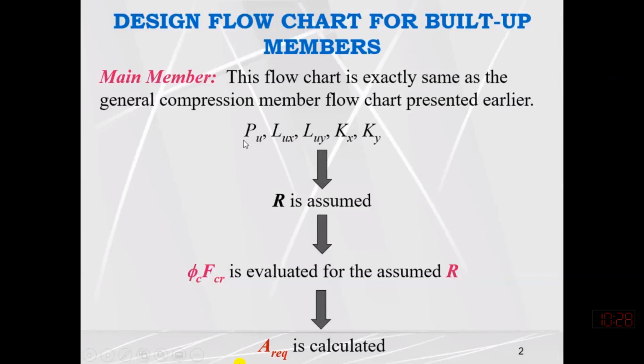So this force is taken from either the table of forces or, for a simple gravity load combination, this Pu may be equal to 1.2 times the dead load plus 1.6 times the live load. Similarly, we may be given unbraced length about x-axis and y-axis. So both lengths may be the same if no bracing is provided about any axis. If bracing is provided about any axis, then the unbraced length about x-axis and y-axis may be different. And in the same way, the effective length factor about x-axis and y-axis may be the same or may be different.